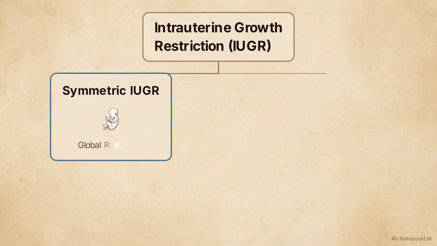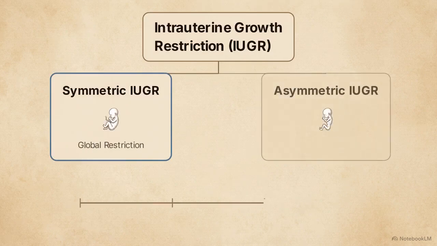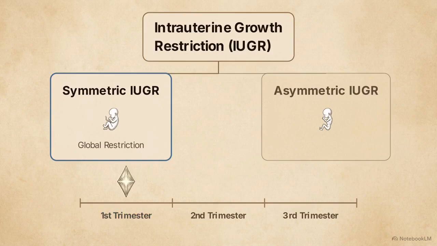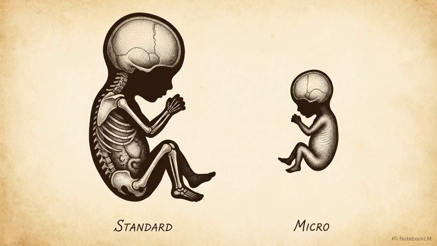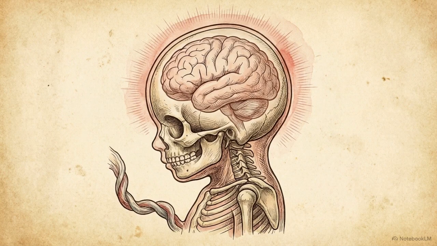The first is symmetric IUGR, a global restriction of growth that presents early, often clearly visible in the first trimester. This symmetric failure to grow is driven entirely by intrinsic biological errors. The primary culprits are chromosomal anomalies or congenital TORCH infections such as syphilis. Because the restriction affects the entire organism uniformly, the head and the body both remain small. The clinical prognosis is universally poor, as the fetal brain is restricted from developing normally.